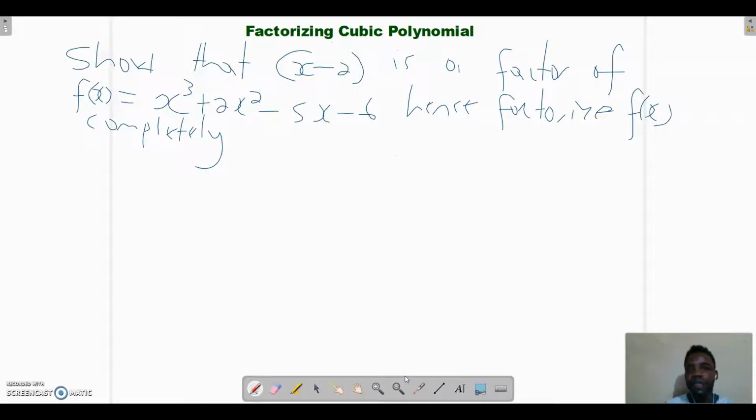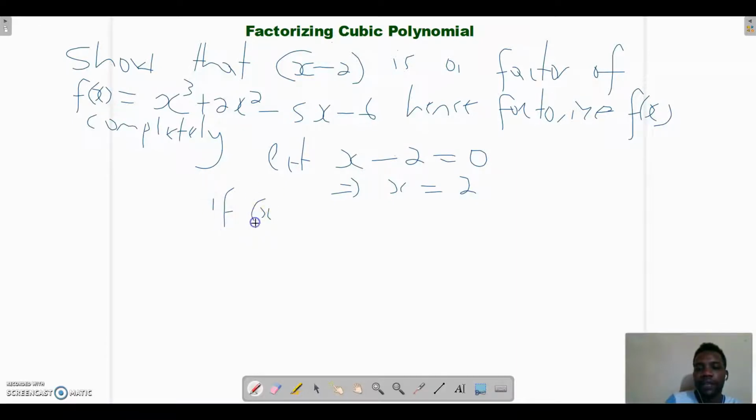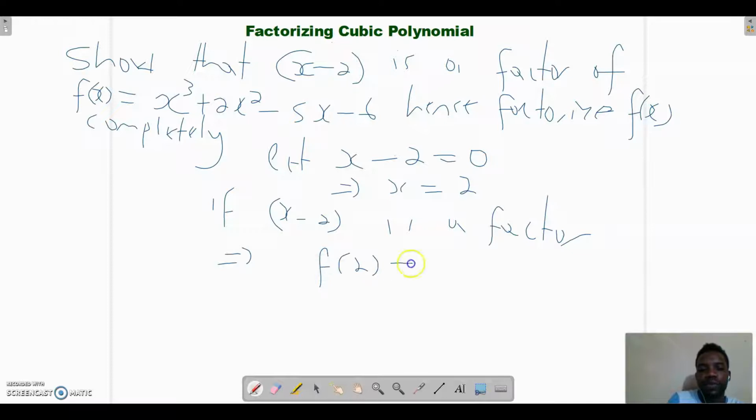Now, part A would naturally use the factor theorem. So we're going to say let x minus 2 equal 0. This implies that x would be equal to 2. Now, if x minus 2 is a factor, this implies that f of 2 would be equal to 0. So when I plug 2 into this, there wouldn't be any remainder. I would end up with 0. So let us test the theory and see what happens.